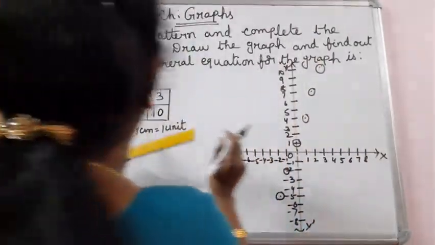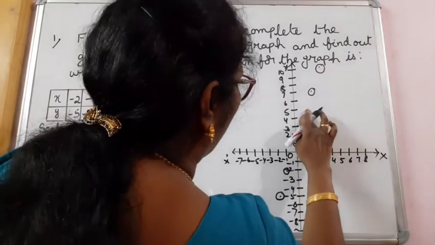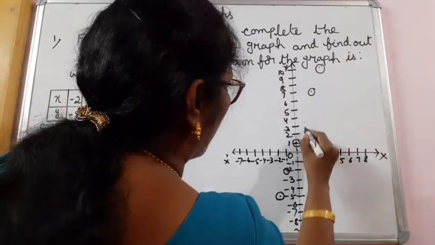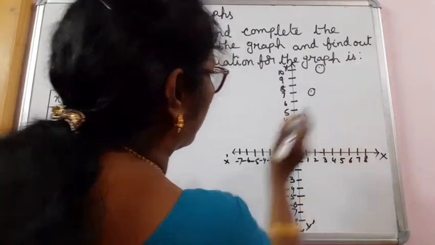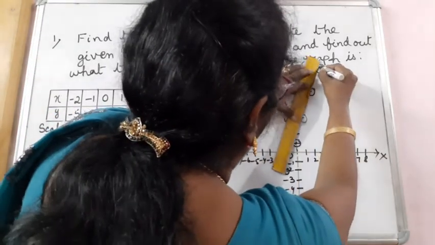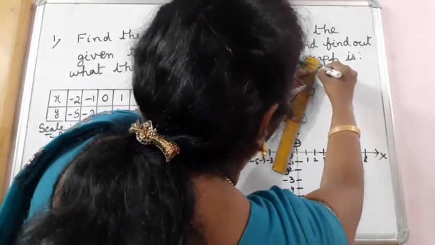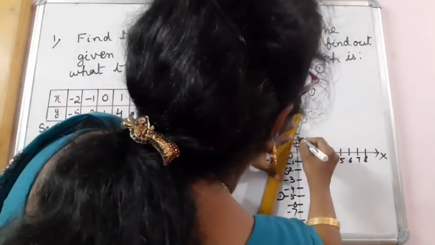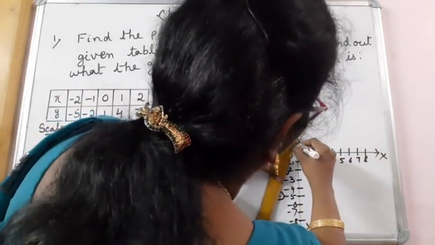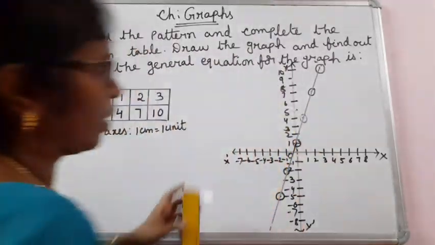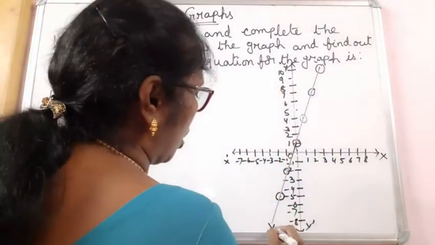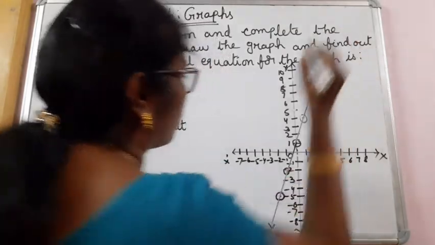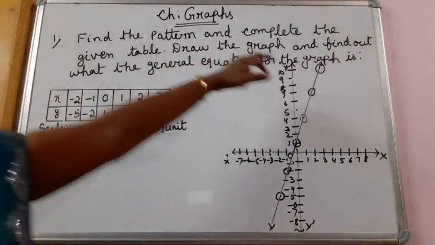This one is 1, 4. We can read it inside, you see. 1 is here, okay. The scale is not exact. I am also not able to do it exactly, okay. So draw the graph. Already I have drawn the graph.